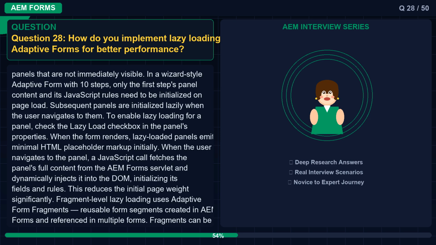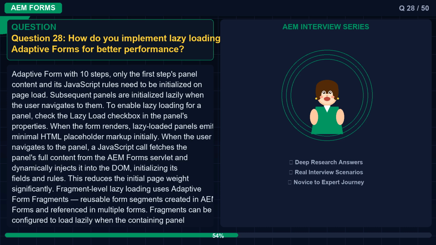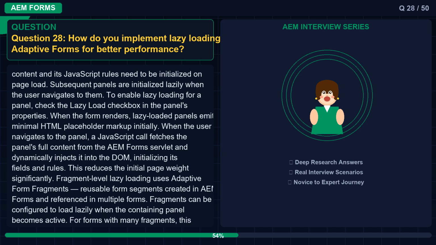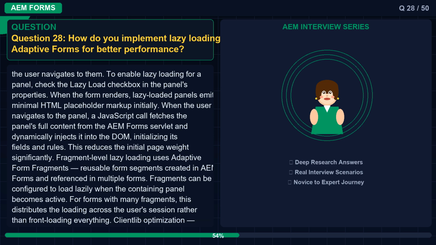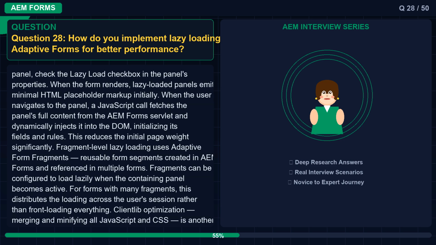To enable lazy loading for a panel, check the Lazy Load checkbox in the panel's properties. When the form renders, lazy loaded panels emit minimal HTML placeholder markup initially. When the user navigates to the panel, a JavaScript call fetches the panel's full content from the AEM Forms servlet and dynamically injects it into the DOM, initializing its fields and rules. This reduces the initial page weight significantly.